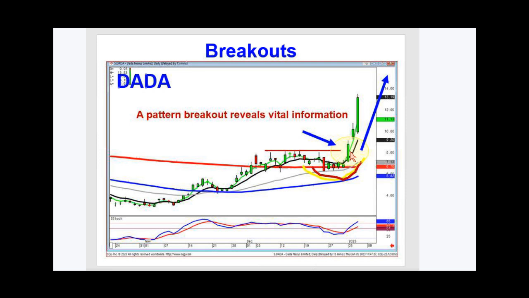You forgot to tell what the T-line is, which moving average it is. The T-line is the 8 exponential moving average. The blue line is the 50-day moving average.